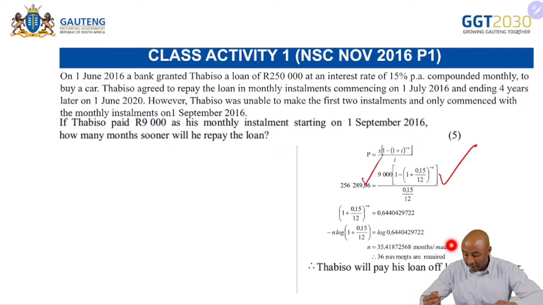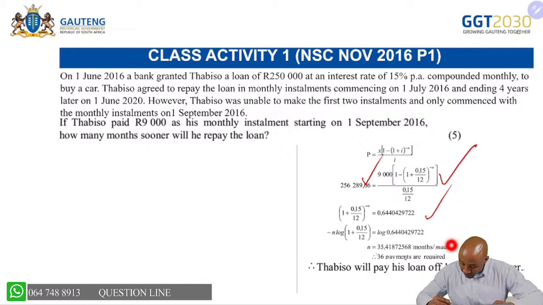Our P is that one, and we get a mark also for the use of our logs, and we get a mark for the answer N, and then we get our 36 payments as the number of payments that were made, and then we get our answer for calculating the 10 months sooner, because we want to find out the number of payments that will be made for this one will be given by 36. A mark for using the logs, we have it there, and then the conclusion, 10 months sooner, it's what we should get our 5th mark for.